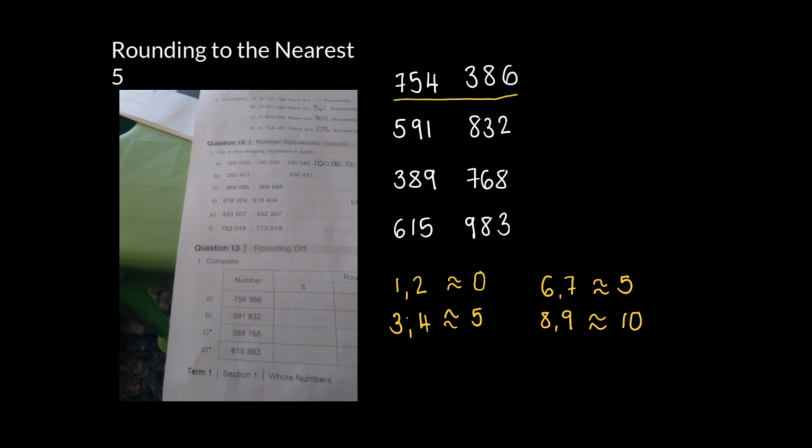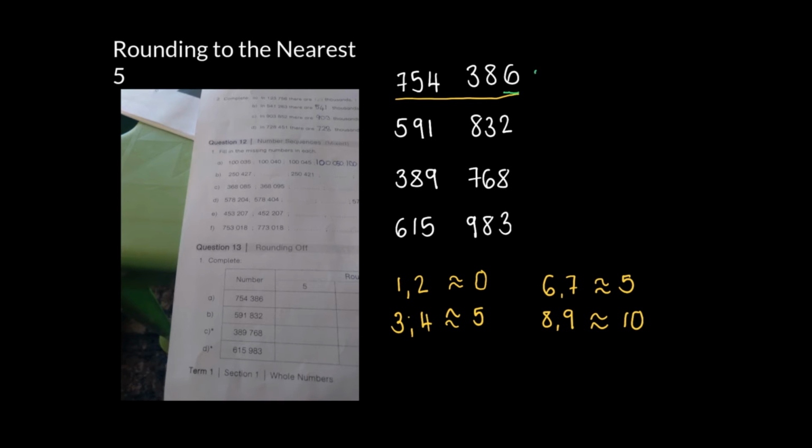Now, if we're looking at that particular one, we notice that it's actually 6. This last number here, 6. And we know that if we have either 6 or 7, we're going to round to the nearest 5. So our answer is going to change, and this number is approximately equal to 754,385. You see how I've taken that very last number, the 6, and I've now written it as 5. That's basically what we're going to do with the rest of them.